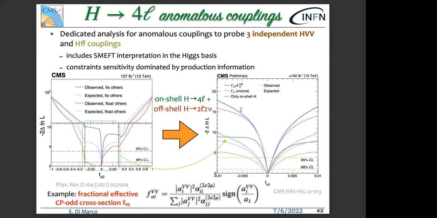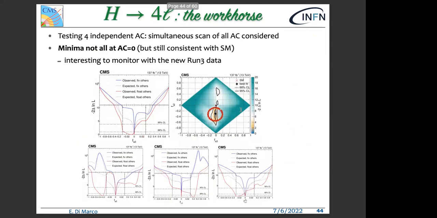Okay, so I think Run 3 should be used not only to repeat the analysis done in Run 2, but also to think more, because you can really change the picture of your sensitivity if you think smarter. So use the modes that are already measured in other ways, for example, in this case, to measure the anomalous coupling.